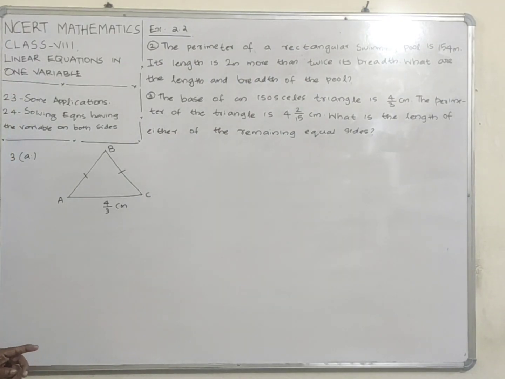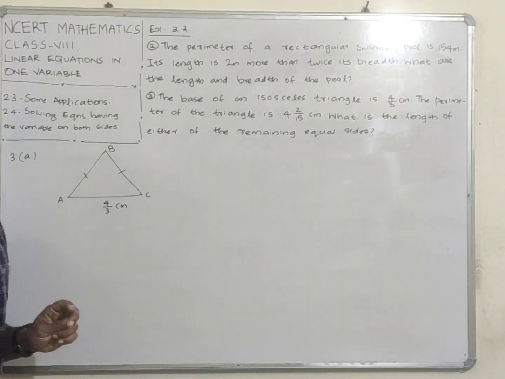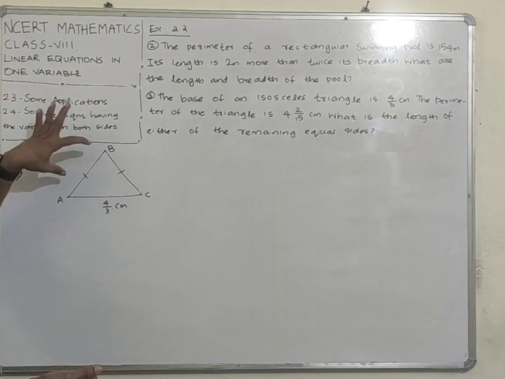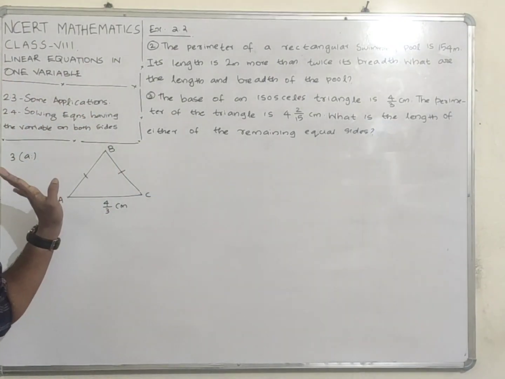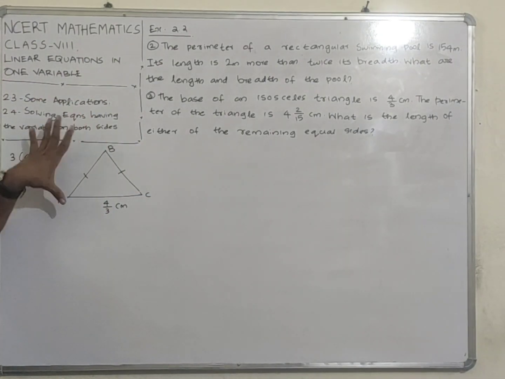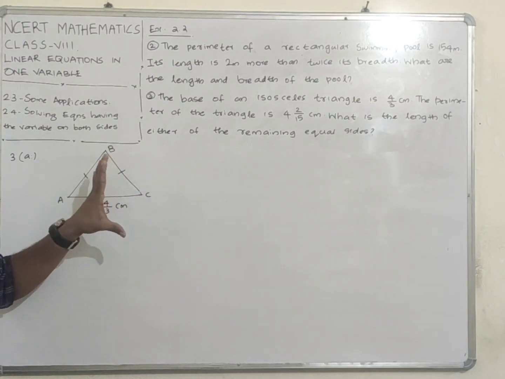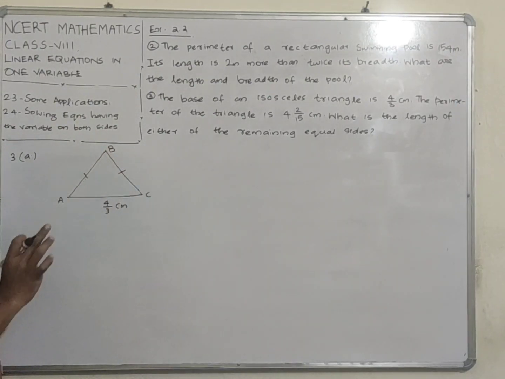You should know what the perimeter is. We know how to find the perimeter of any shape. We just need to find the sum of the borders. That's all. Now, coming to this question, this is clearly an isosceles triangle. I have already told you, which means this side and this side are equal.